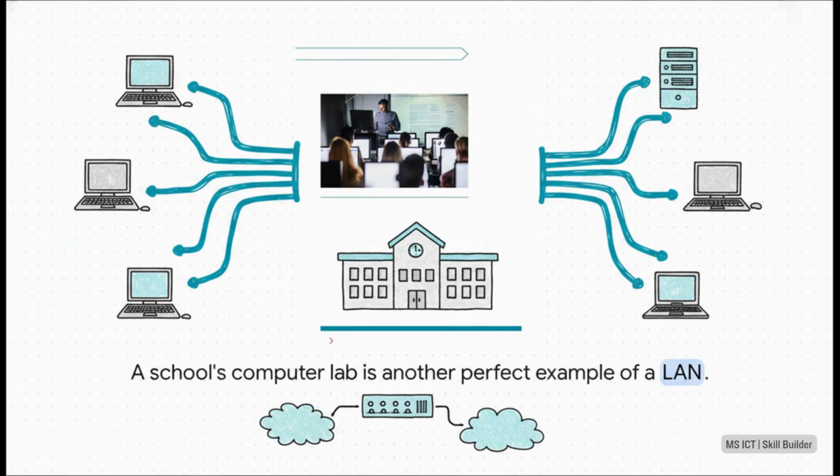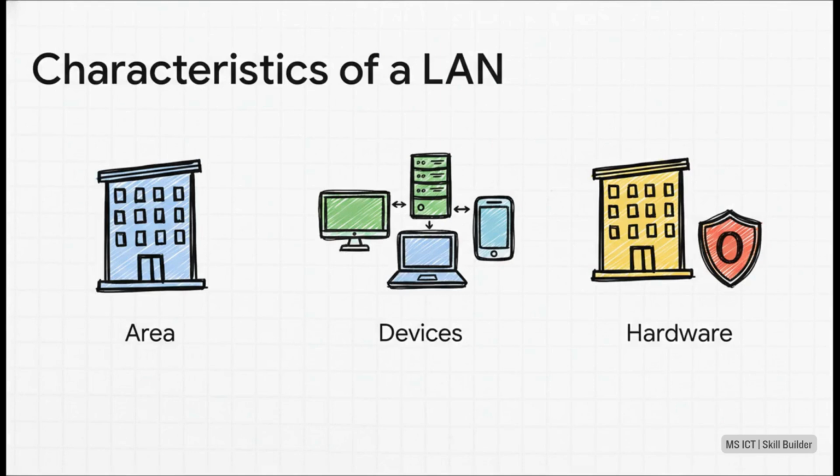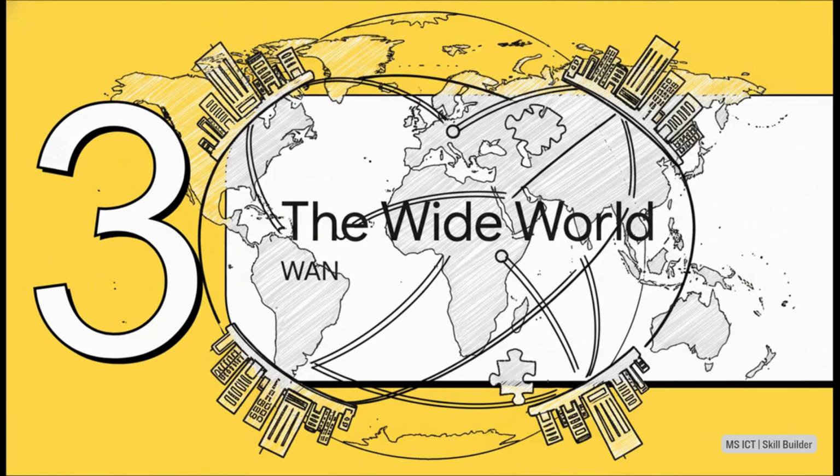Okay, this is where the real magic starts to happen. We've connected devices in a room, and we've connected devices in a building. But how in the world do you bridge that gap and connect one LAN to another one that's miles and miles away? So let's do our final zoom out and see how this whole thing scales up. We're going from connecting buildings to connecting entire cities, countries, and, yep, even the entire world. Welcome to the Wide Area Network, or WAN.